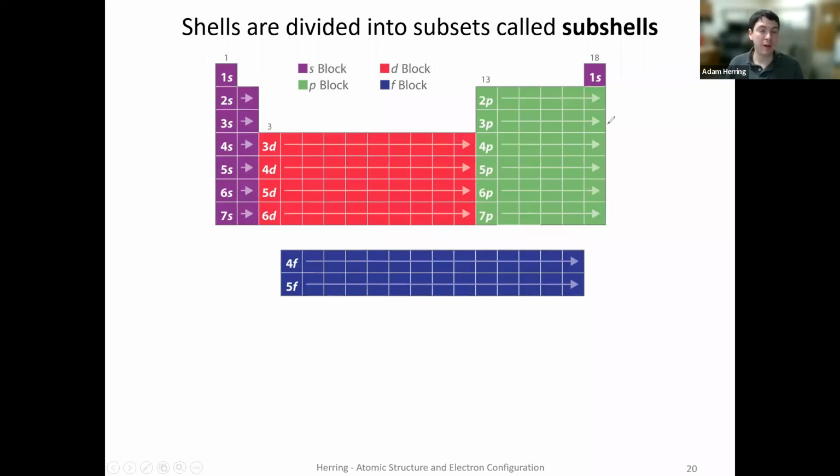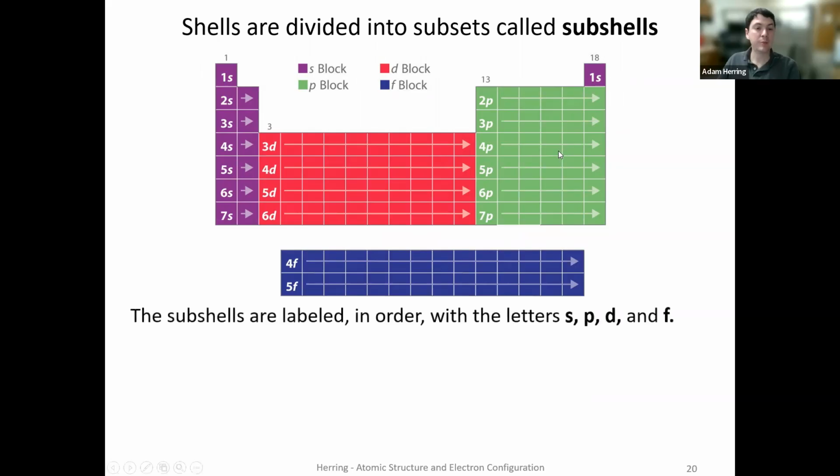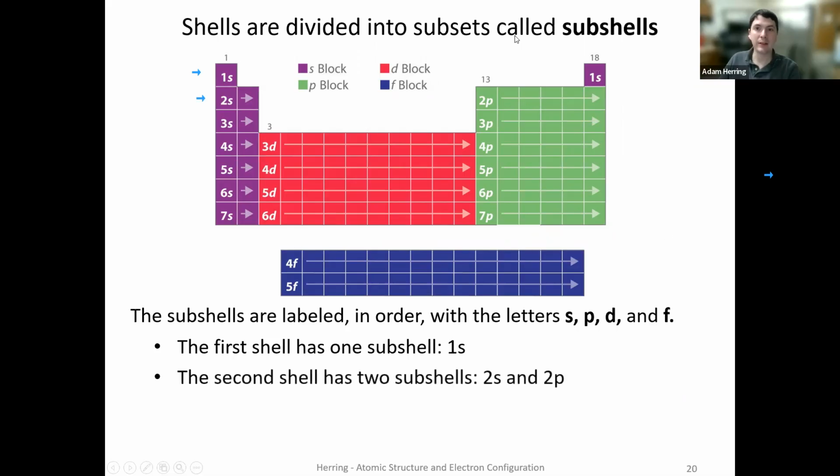The shells of an element are divided into subshells. The subshells are labeled in order with the letters S, P, D, and F. And so the first shell consists of the first row of the periodic table. And this has one subshell. The second shell consists of the second row of the periodic table, and it has the 2s and the 2p subshell.